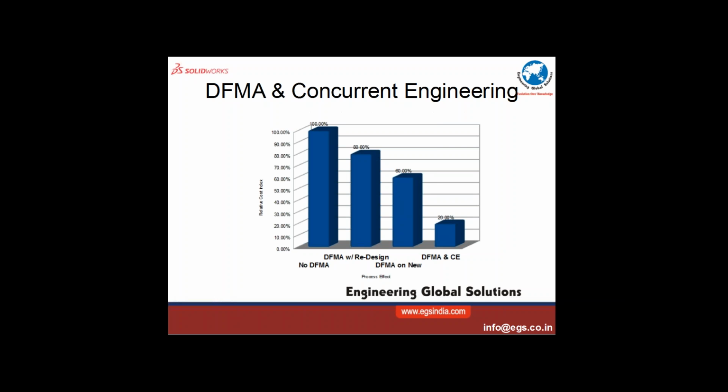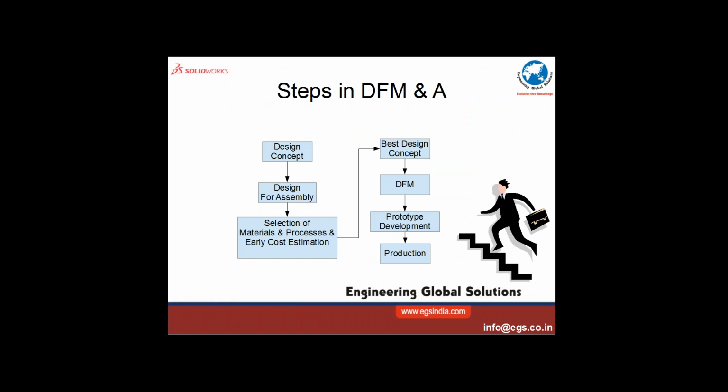This is a significant change. So the simple steps in DFM and A comprise taking the design concept, addressing the design for assembly issues, selection of the materials and the processes, and the early cost estimation. This is exactly where the difference starts. And then coming up with alternatives before choosing the best design concept, applying the design for manufacture checklists, and then signing off for prototype development, and then for production.